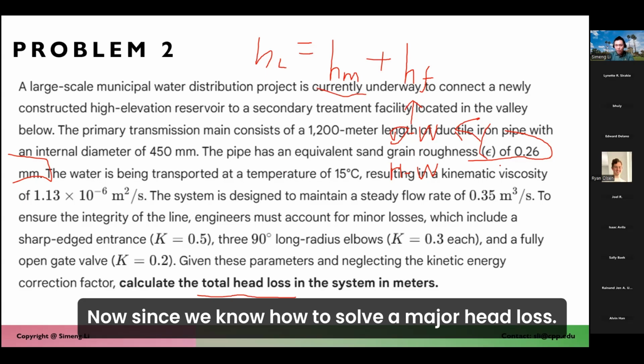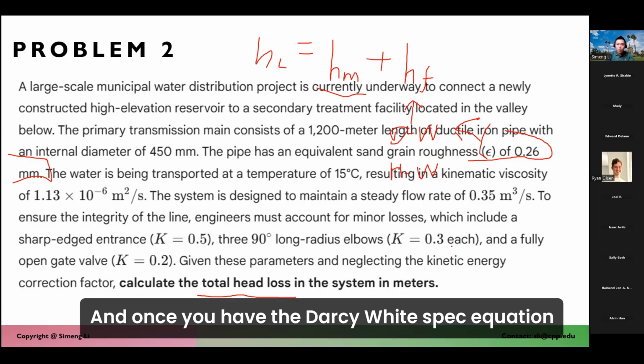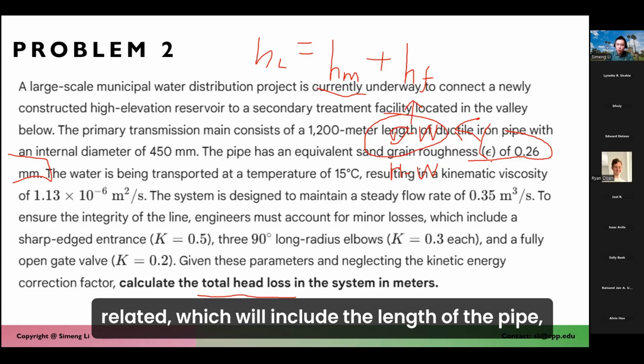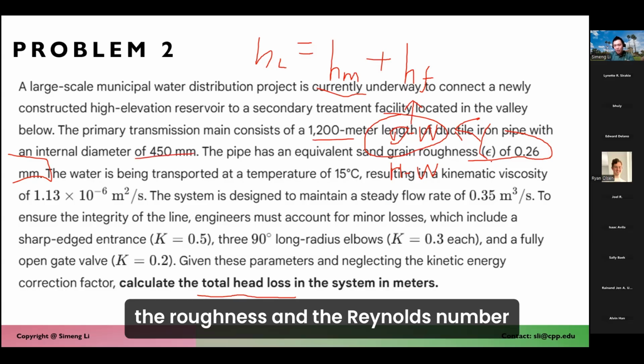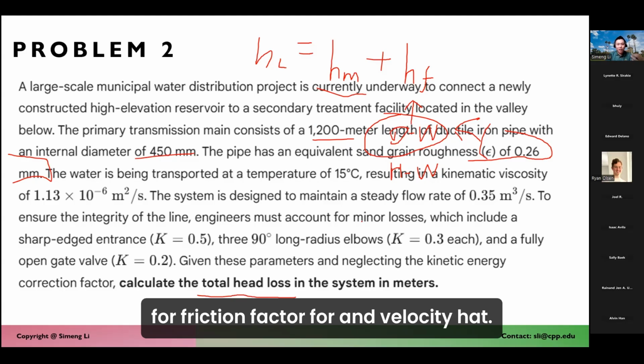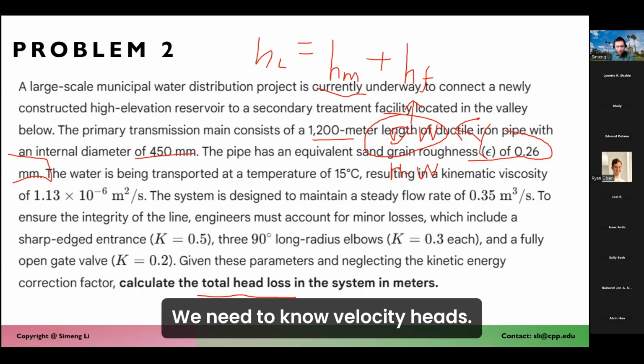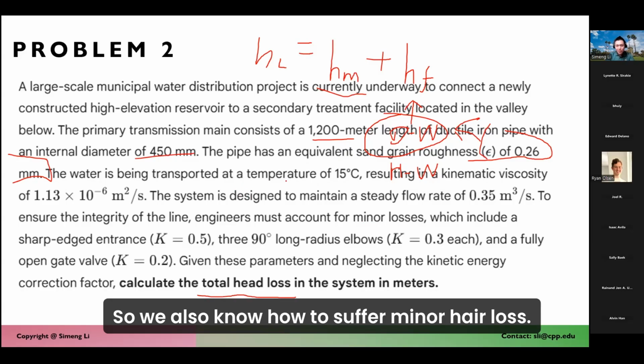All right, so let's talk about the minor head loss now. Since we know how to solve for major head loss, once you have the Darcy-Weisbach equation, you're looking for related parameters, which include the length of the pipe, the diameter of the pipe, the roughness, and the Reynolds number for friction factor and velocity head. Those are things you need to know. For minor head loss, you will need to know the minor loss coefficient and the velocity head. So we also know how to solve for minor head loss.